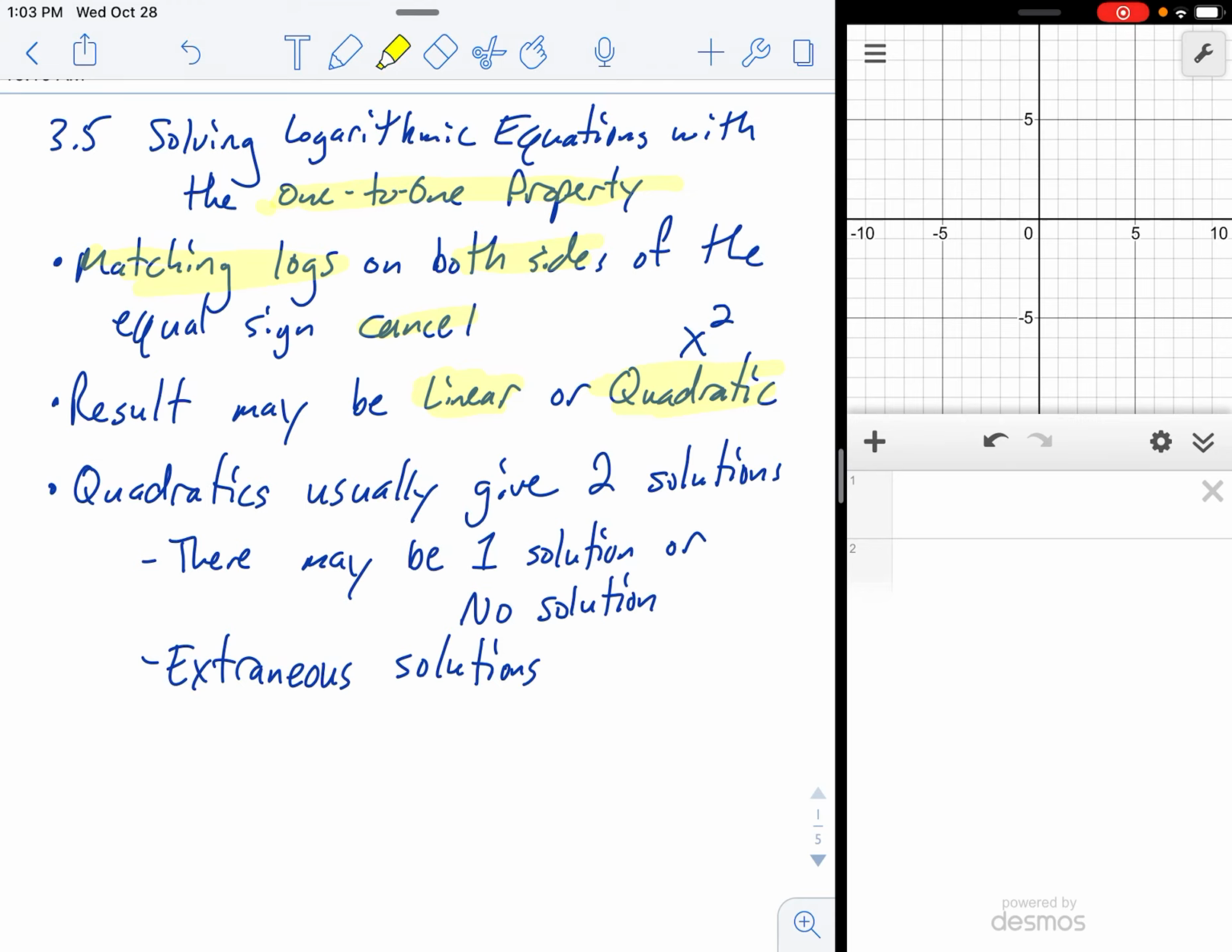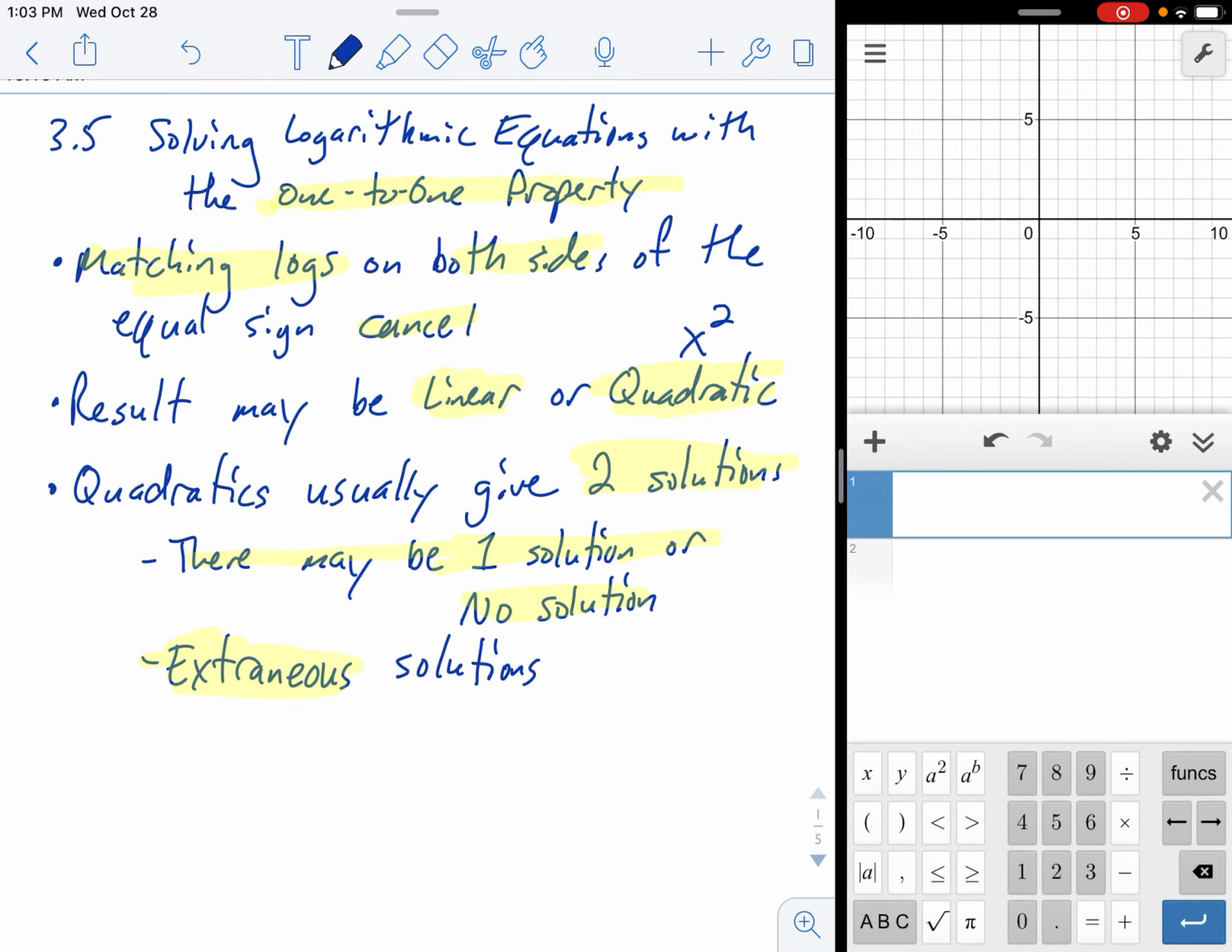Keep in mind, quadratic equations usually have two solutions. It is possible with logarithmic equations that only one solution will work, or sometimes no solution. So you'll work out a whole problem and you'll get two solutions, and it turns out that one or both of them are extraneous. They don't work. And so the way to figure that out is to plug them back in and check. Now, how could that happen, you might wonder?